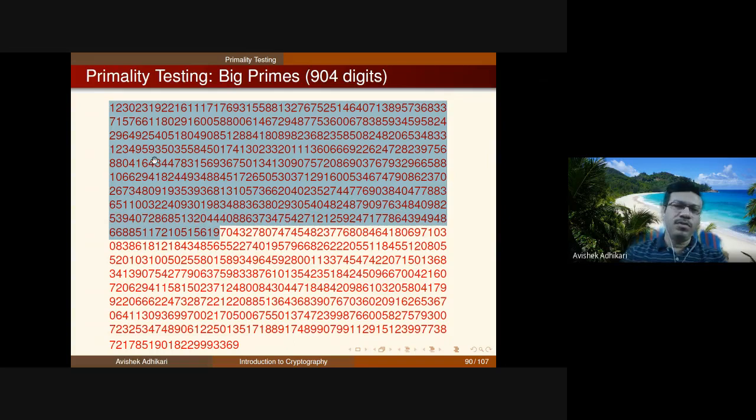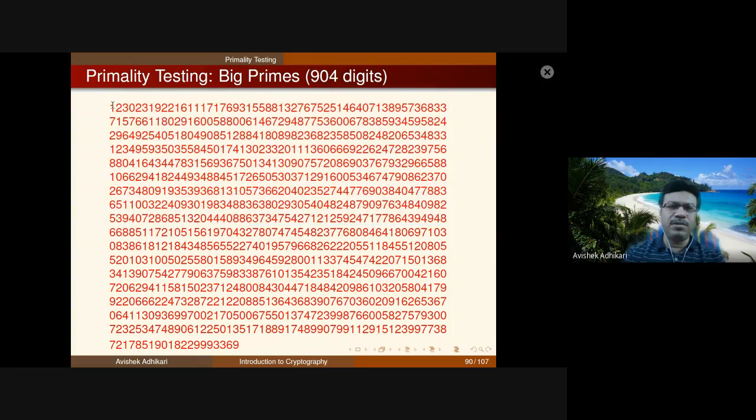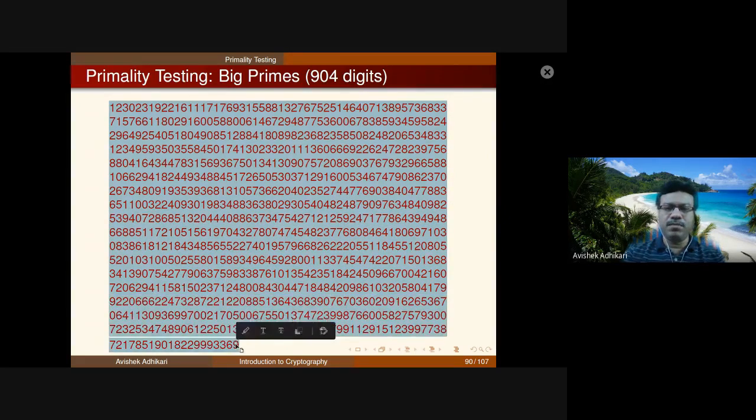Usually, how do we calculate whether this big number is prime or not? There are some efficient algorithms which can give you the answer quickly, that means in a very efficient way. Usually, an efficient algorithm means a polynomial time algorithm.